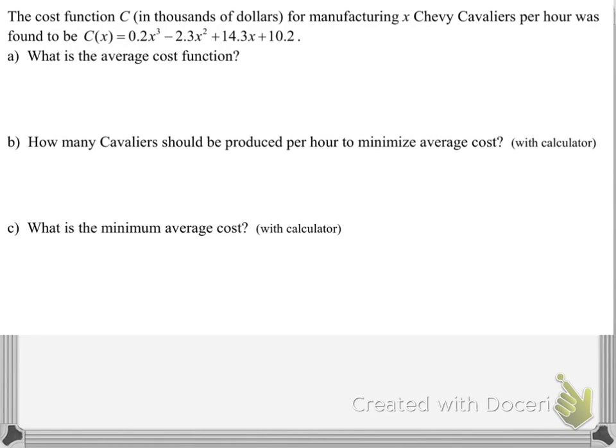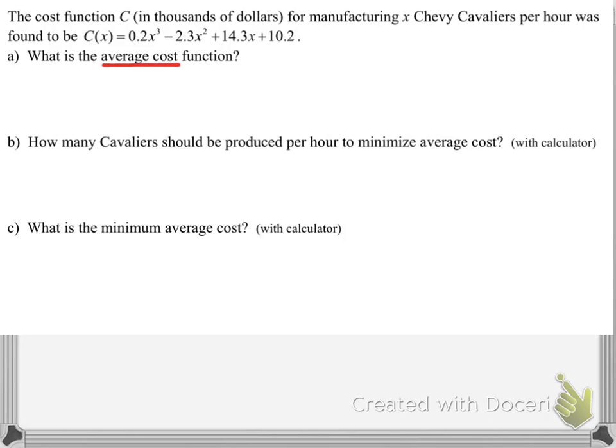The cost function C, in thousands of dollars, for manufacturing x Chevy Cavaliers per hour was found to be the following function. Notice that this is a cubic function, so it's a polynomial function. Specifically, it's a cubic function. Part A, we want to find the average cost function.